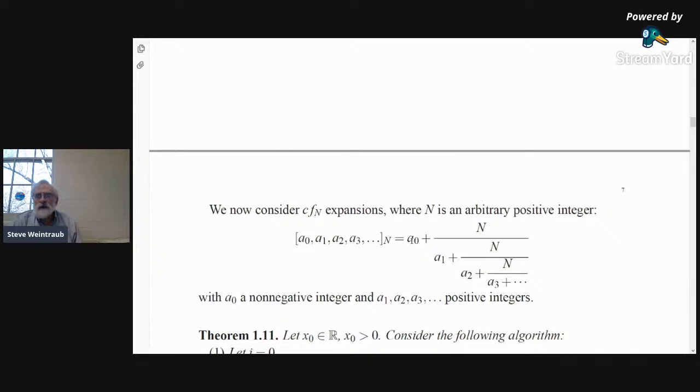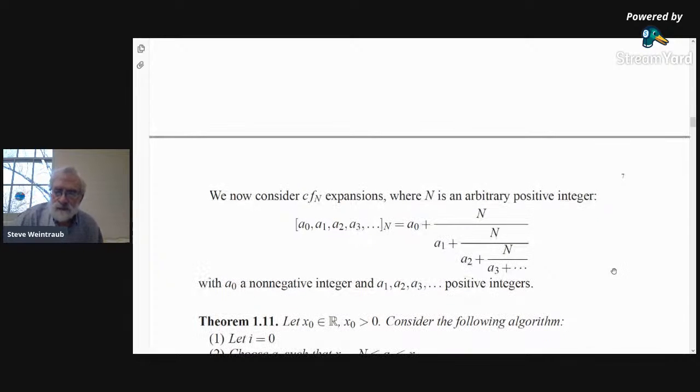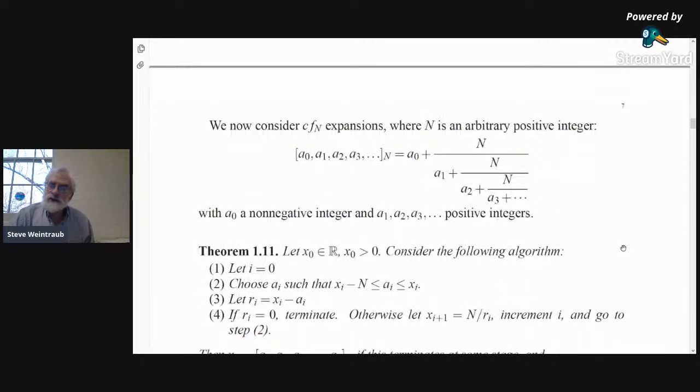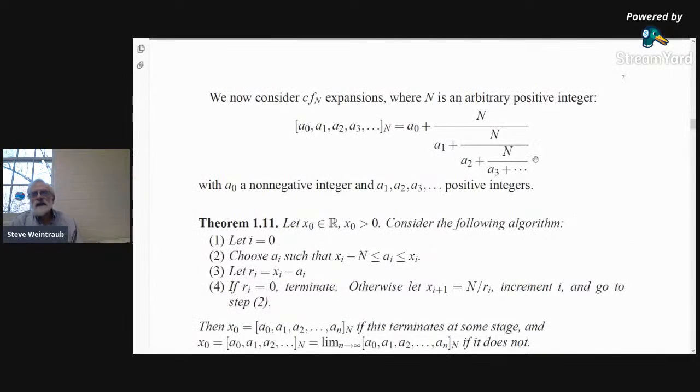And again, a0 is an arbitrary integer, or non-negative integer, and a1, a2, a3, etc. are all positive integers. Okay? And the theory sort of starts off the same way. First of all, there's an algorithm for getting these generalized guys, and here is what it is.